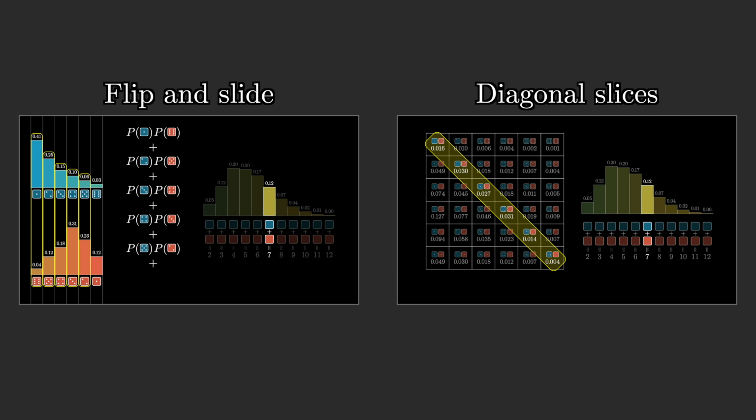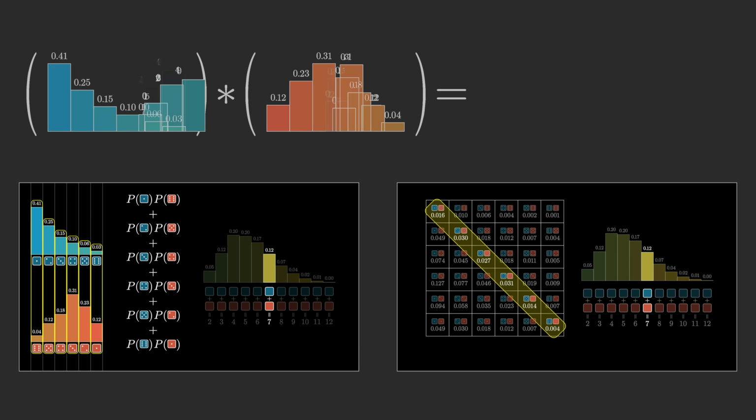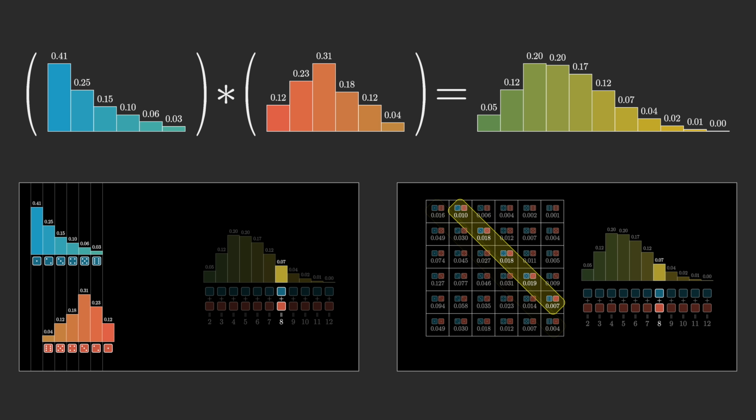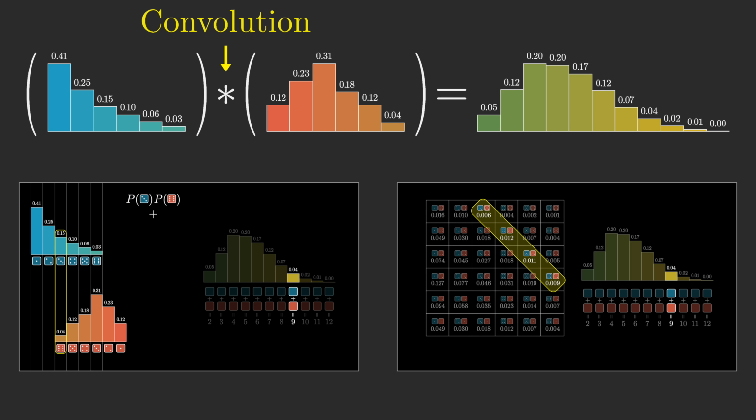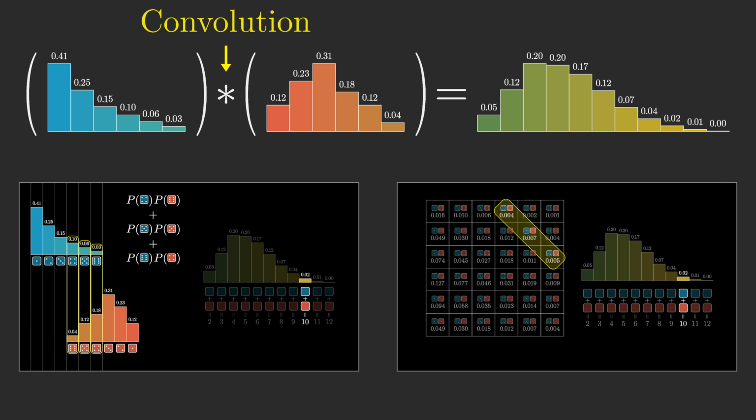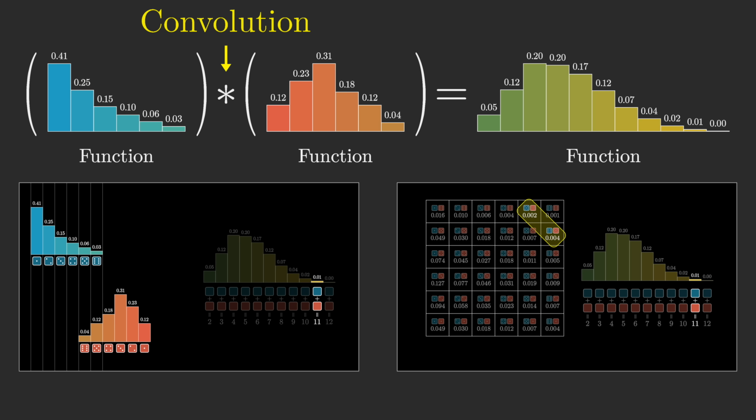And however you choose to visualize it, this operation that takes in two different distributions and spits out a new one describing the sum of the relevant random variables is called a convolution, and we often denote it with this asterisk. Really the way you want to think about it, especially as we set up for the continuous case, is to think of it as combining two different functions and spitting out a new function.